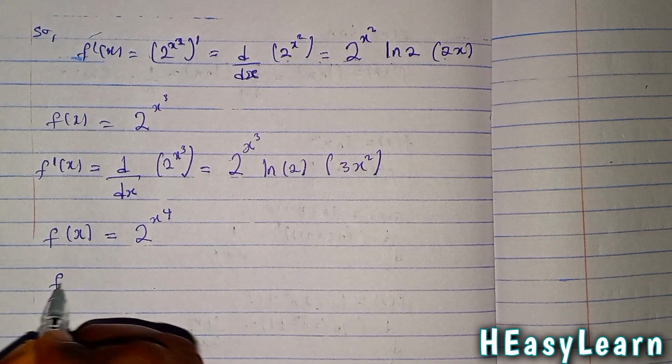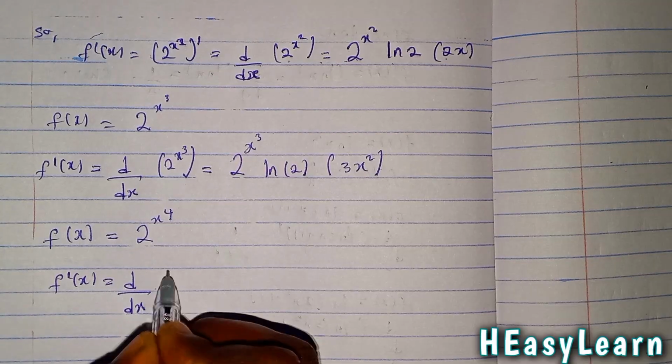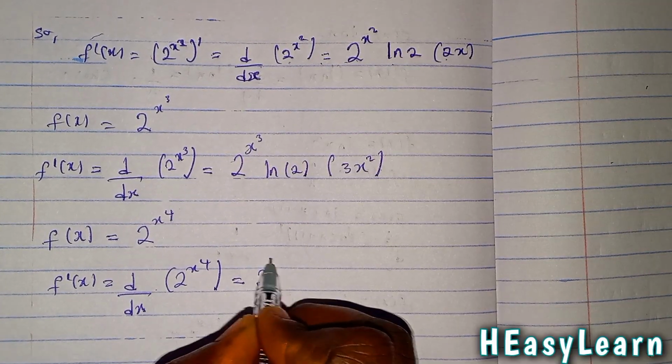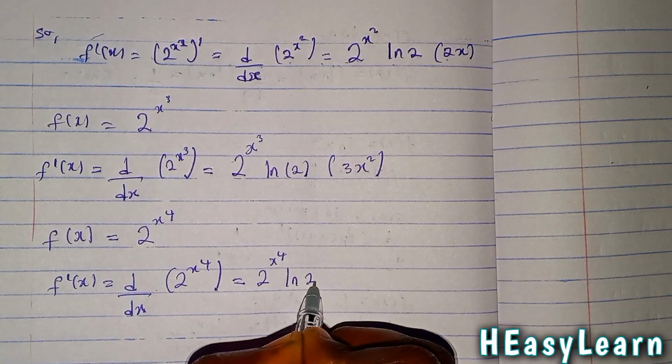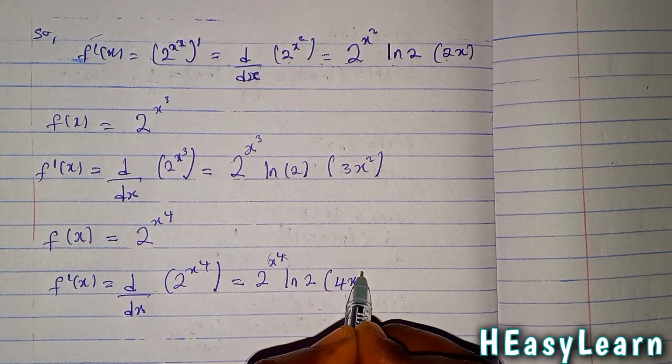Observation: the derivative of the function 2 to the power of x to the power of 4 by first principle, d dx of 2 to the power of x^4. Keep the function 2 to the power of x^4, ln the base, multiplied by the derivative of the power.